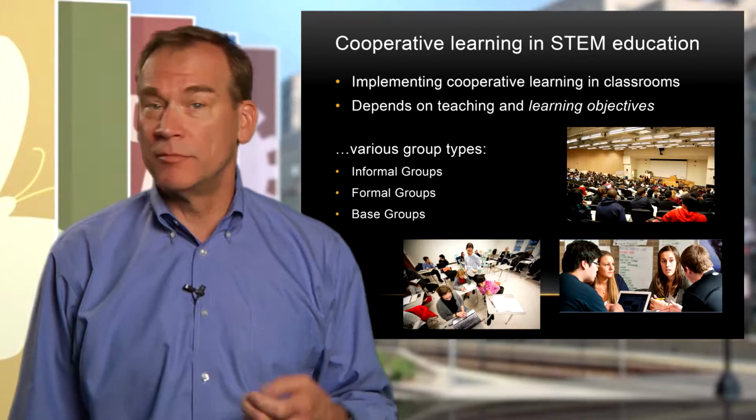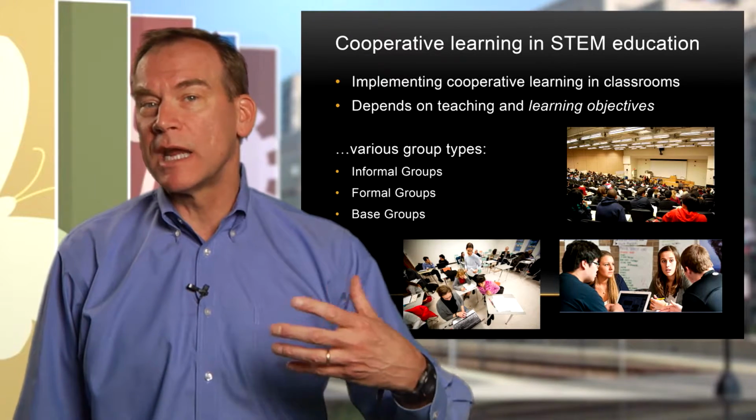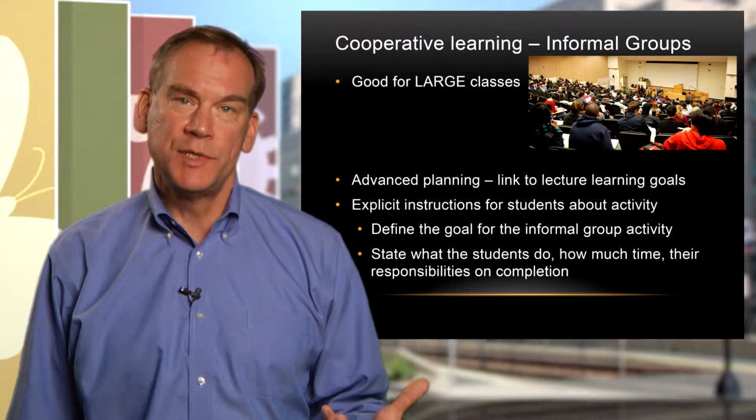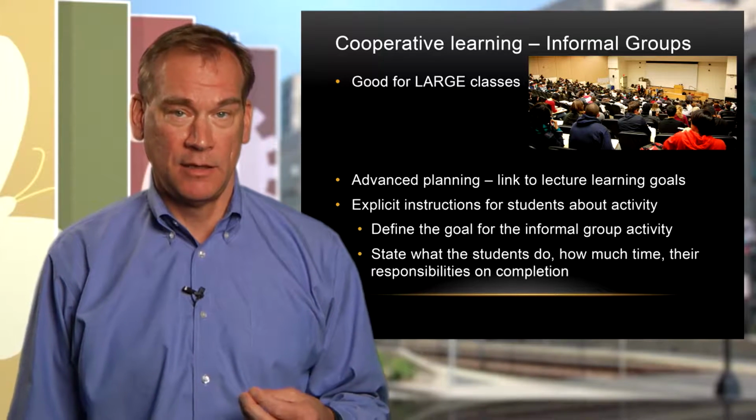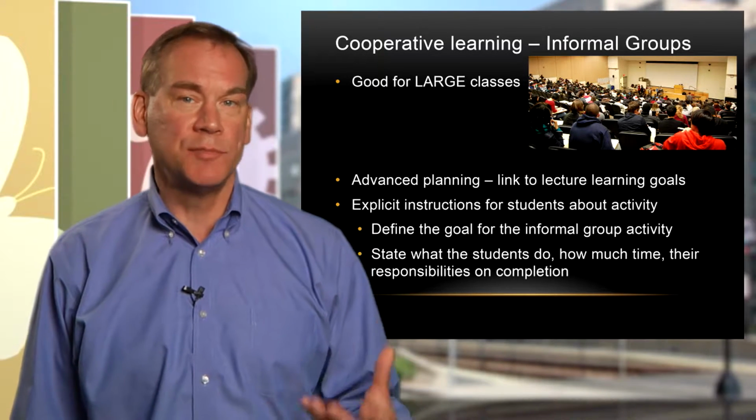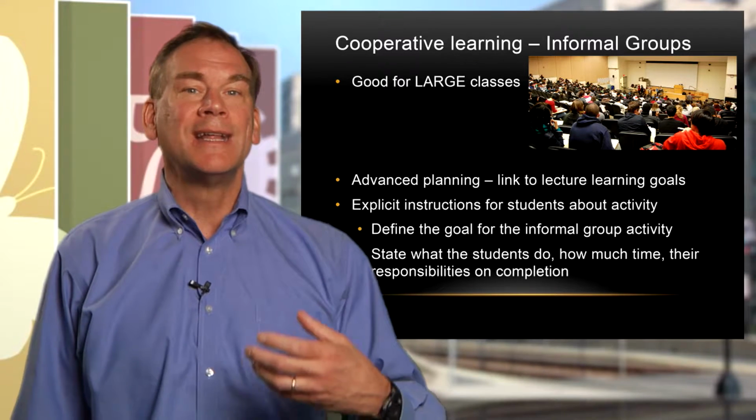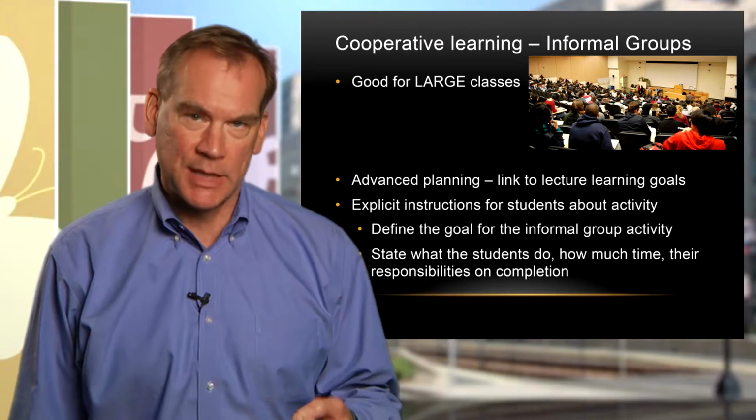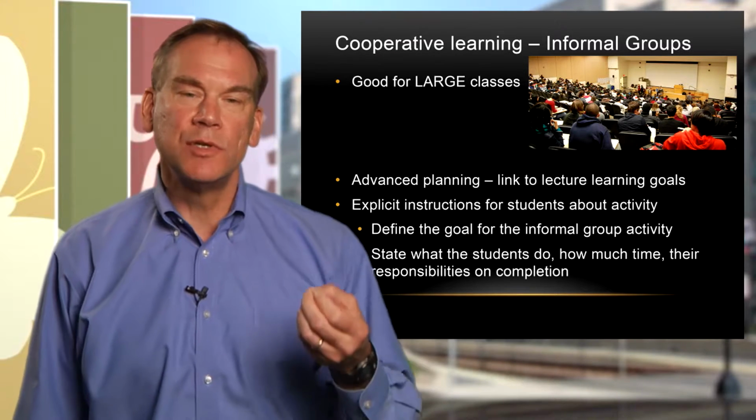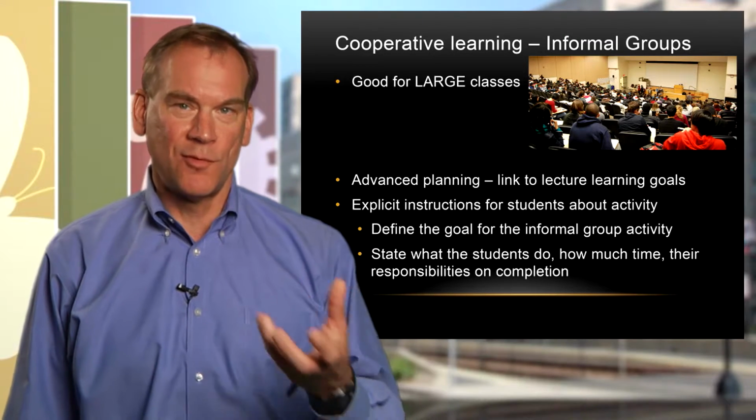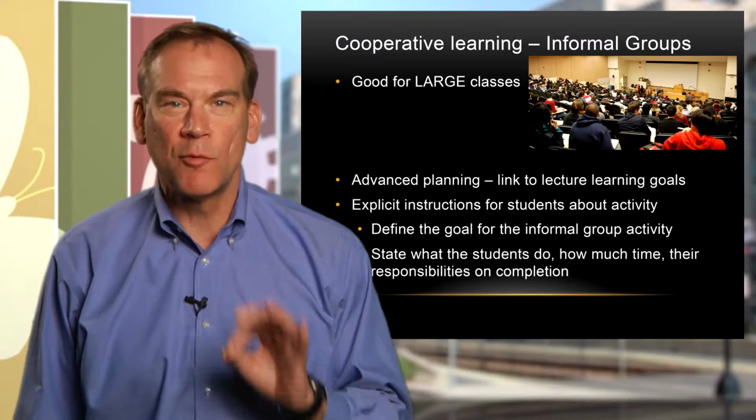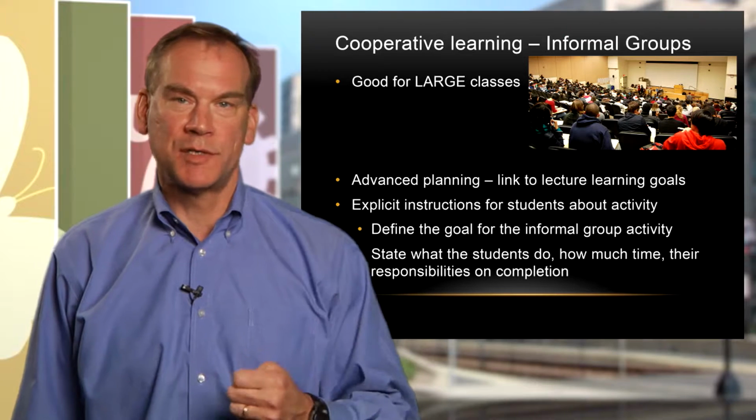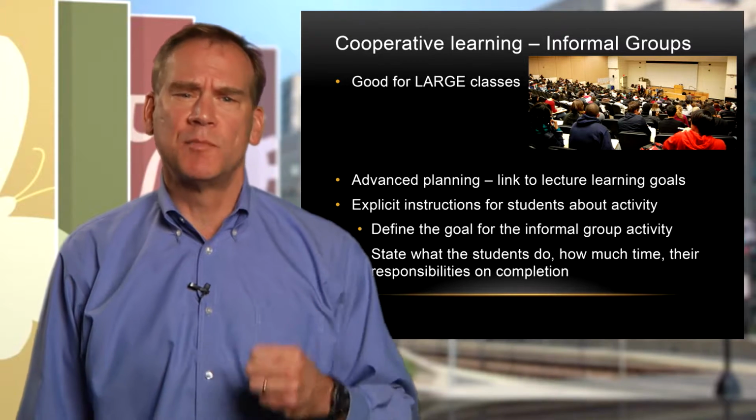Today I'm going to talk to you about informal groups and how to use informal cooperative learning in your active classroom. Informal groups still require advanced planning. You have to link the learning goals and objectives that you have for your class to the activities that you want these informal groups to do. You also have to be explicit with your students. What is the goal of the informal group activity? What do you actually want your students to do? For how long will they do this? And what are they responsible for? I'll give you examples of this in the next minute or two.